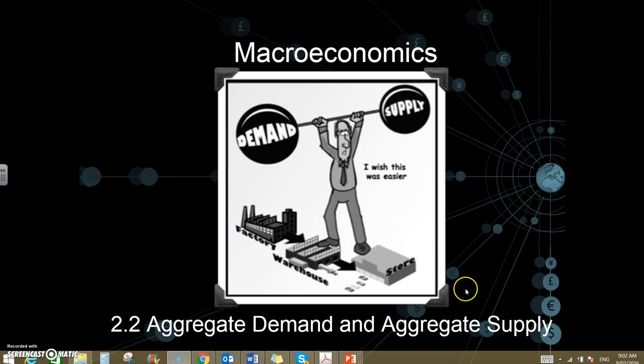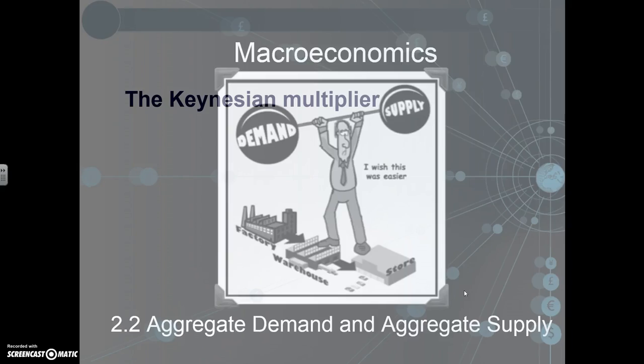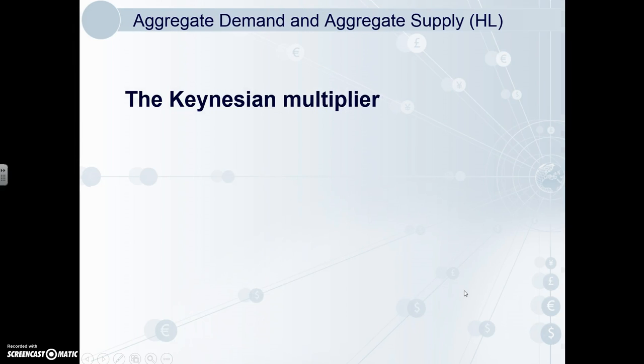Hey guys, today we're looking at the HL component of section 2.2, aggregate demand and aggregate supply. This is all about the Keynesian multiplier, which we have seen briefly already in our work on the circular flow of income. I want you to actually stop now and draw the circular flow model. If you are unable to do this off the top of your head, then that means you don't understand it quite well enough and you will need to revise.